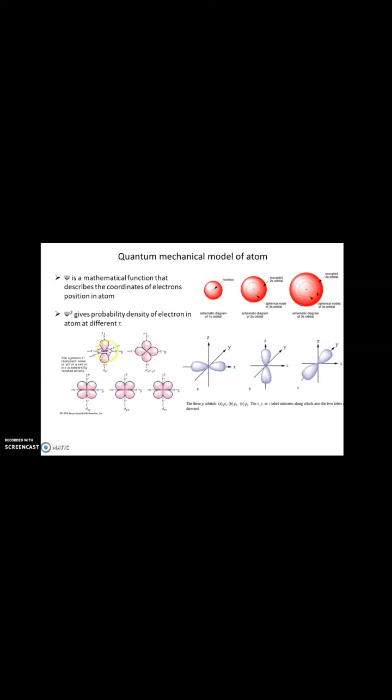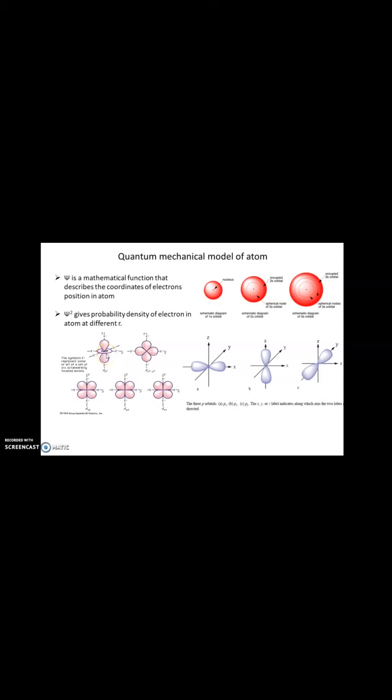Now in case of dz square, you see the lobes are oriented along the z axis, and there is a concentric ring that is present in the xy plane. The plane of this ring is xy, and the orientation of this orbital is along z axis. Both are perpendicular to each other, and this is the shape of dz square orbital.